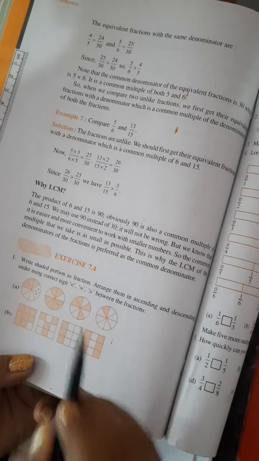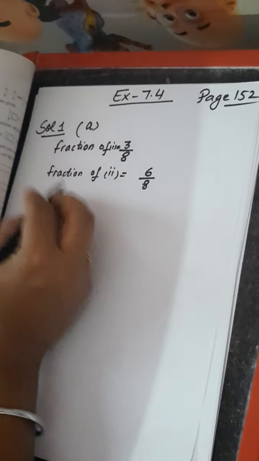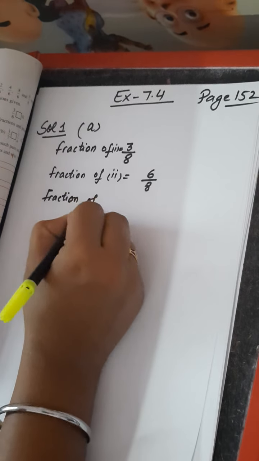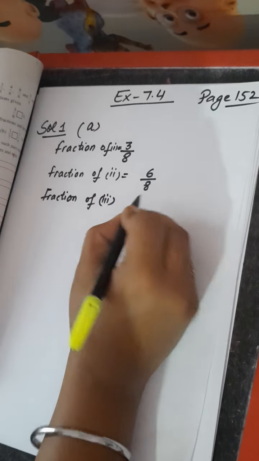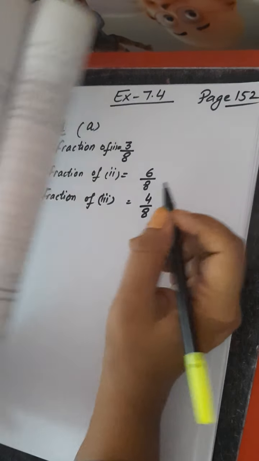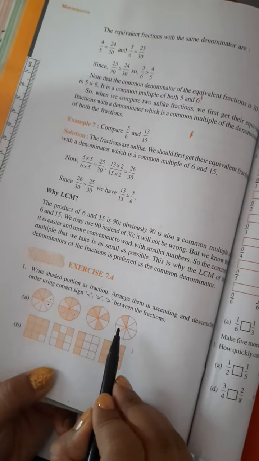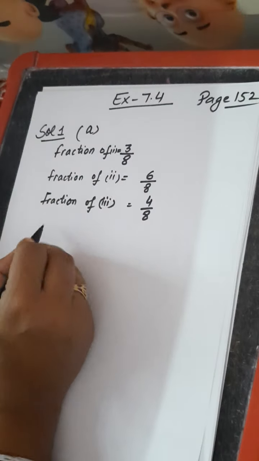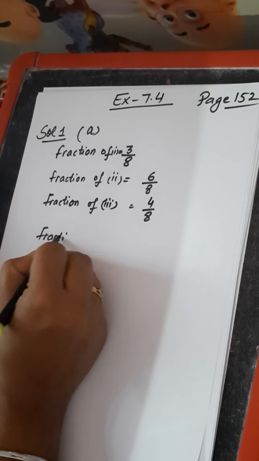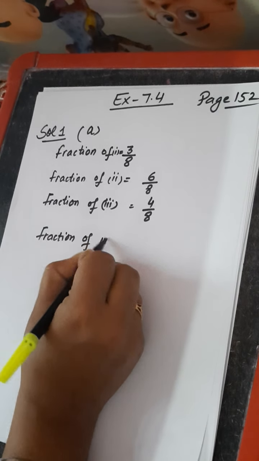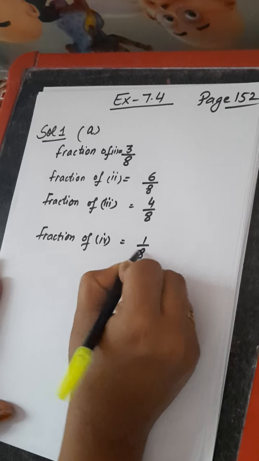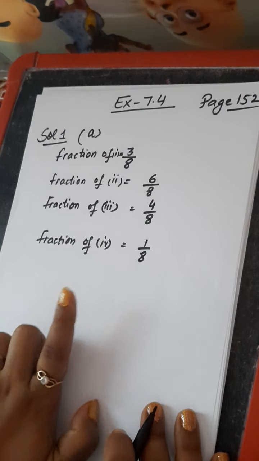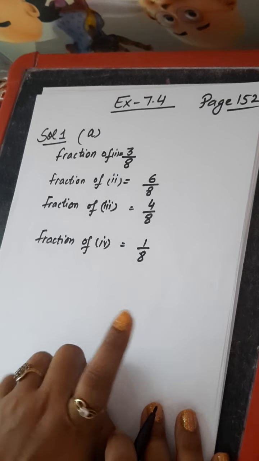1, 2, 3, 4. 4 parts are shaded out of 8. So the fraction of the third is 4 upon 8, and at last we have only one shaded portion, so the fraction of this is 1 upon 8. So the fraction of the fourth is 1 upon 8.